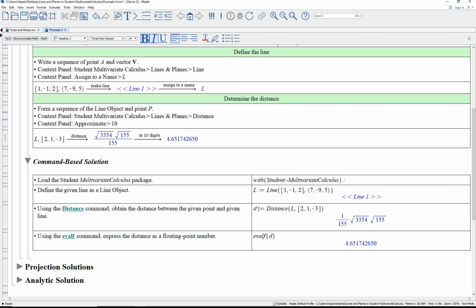Give that the name D, assignment operator. And evalf, evaluate floating, applied to D will float that number, and this compares favorably with what we had above.